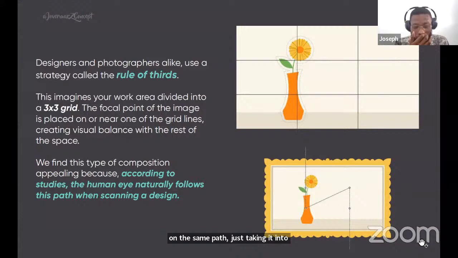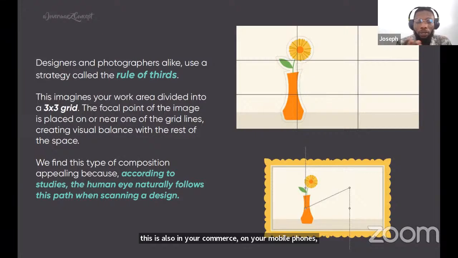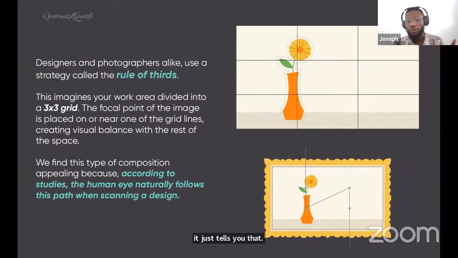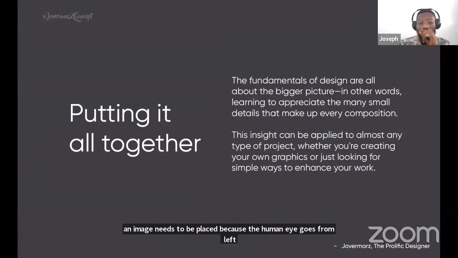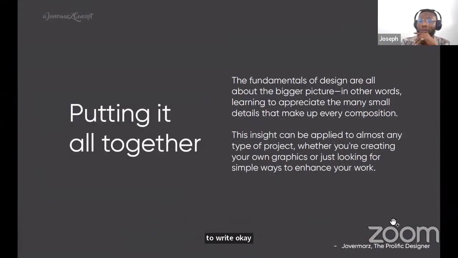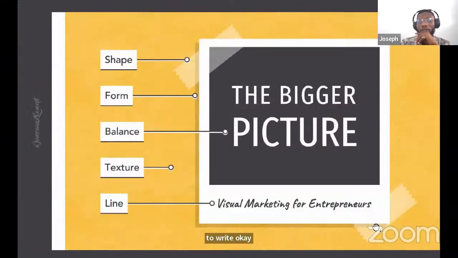Yeah, and then we went into rule of thirds, where I said this is also on your cameras, on your mobile phones, except you deactivate it in the settings. But it is very good because it just tells you where an image needs to be placed, because the human eye goes from left to right. Okay. And then we say putting it all together is like this, the big picture.